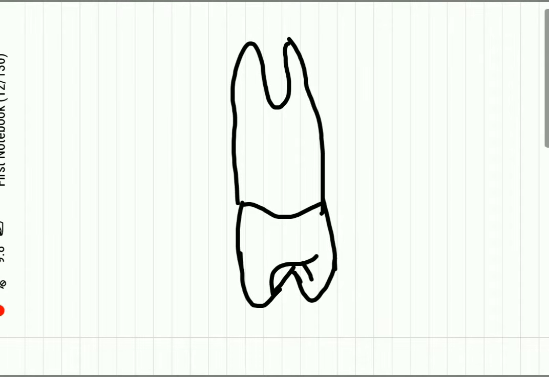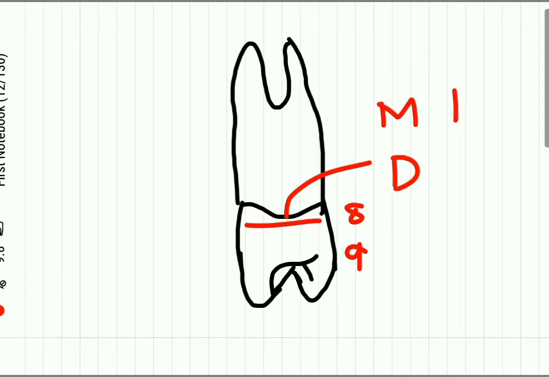Coming to the buccolingual dimensions, the buccolingual dimension of the crown is 9 mm, while at the cervix it is 8 mm. Now the curvature of the cervical line: mesially it is 1 mm, while distally the cervical line is almost straight. It does not curve.